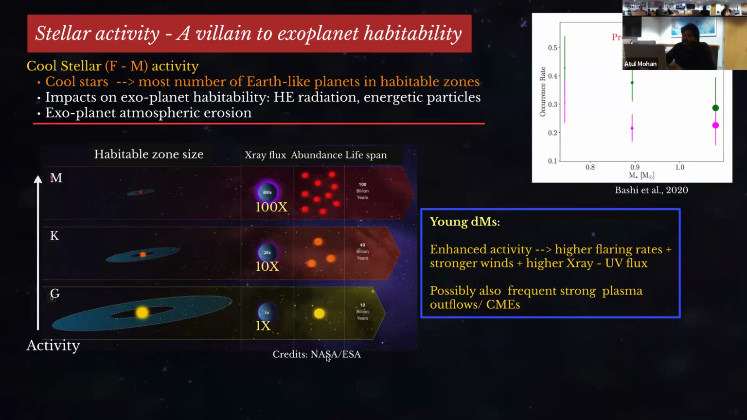And when you look at these cool stars, starting from G to M type, as you go to cooler and cooler stars, they are more abundant and they live much longer, giving you more opportunities to experiment with life forms and have habitable worlds.